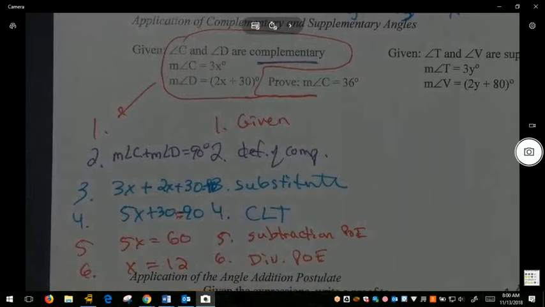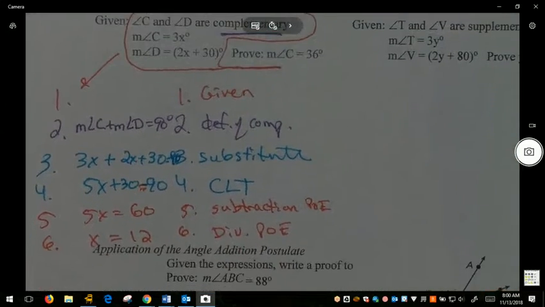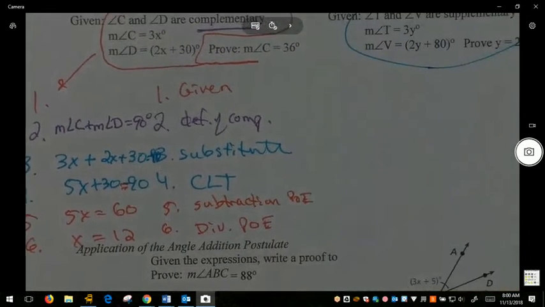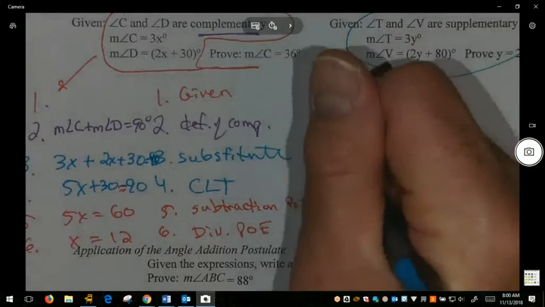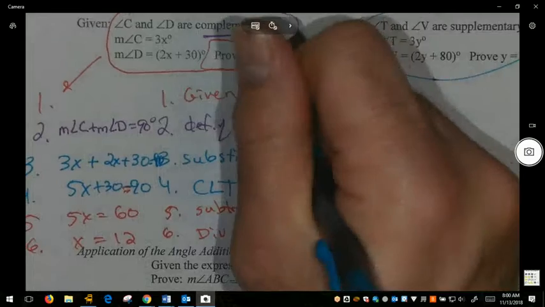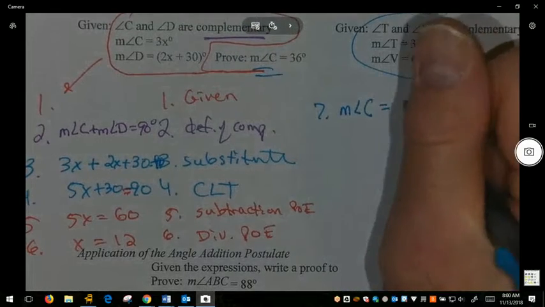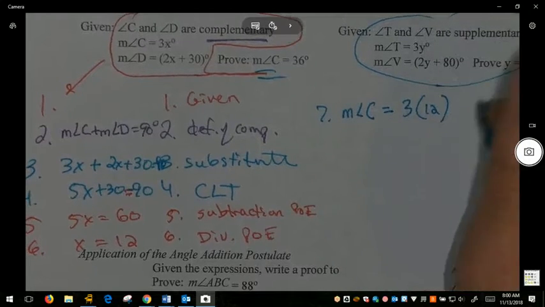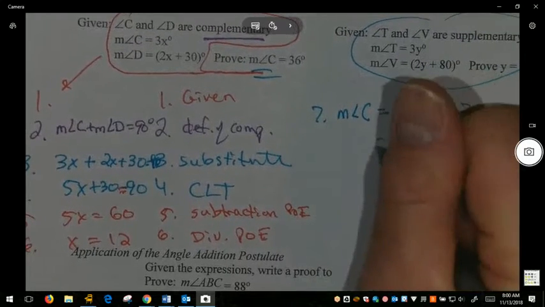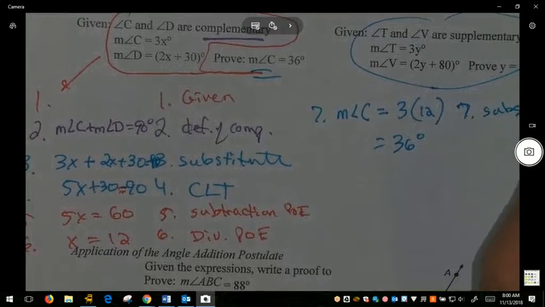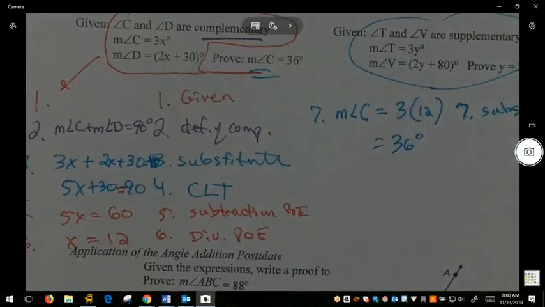Now, we were supposed to prove the measure of angle C. So I do need another line in my proof. It's not going to fit. I'm going to come up here because I'm going to skip the supplementary example other than to make sure you know how to set it up. So line 7 here would be the measure of angle C, which is what I'm supposed to find, equals 3 times 12, which is equal to 36 degrees. What did I just do? Substitution. Good.